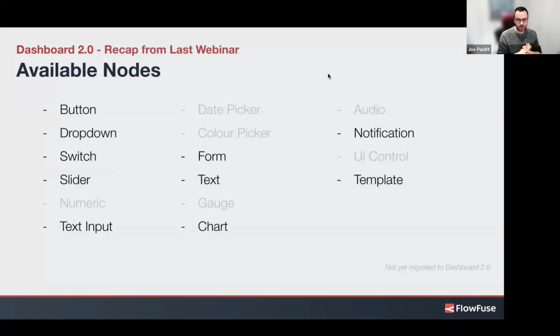So I just wanted also to then recap where we were at the last webinar. This is a list of the bunch of nodes that were available in Dashboard 1.0. With the grayed out areas being those that we didn't have the last time we spoke a few months ago.